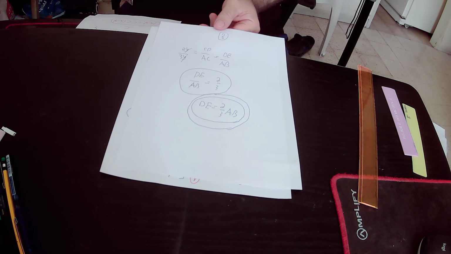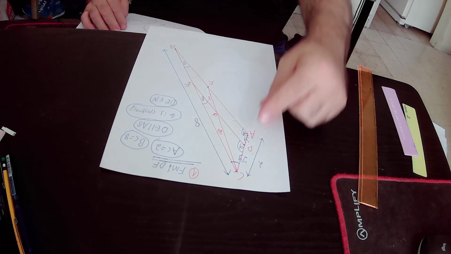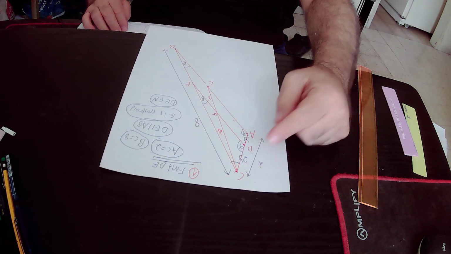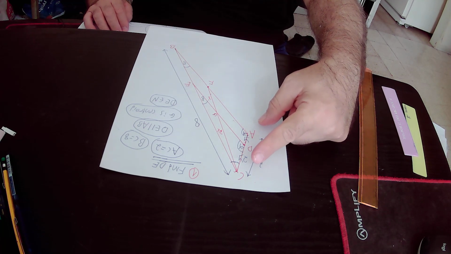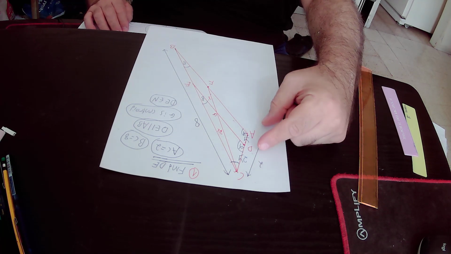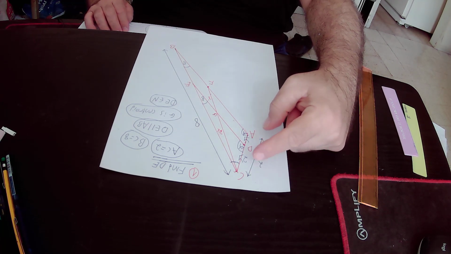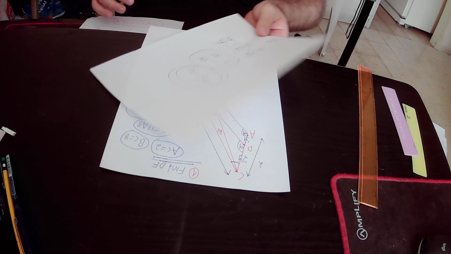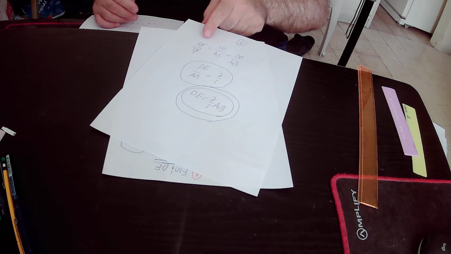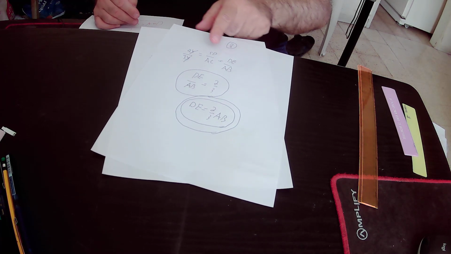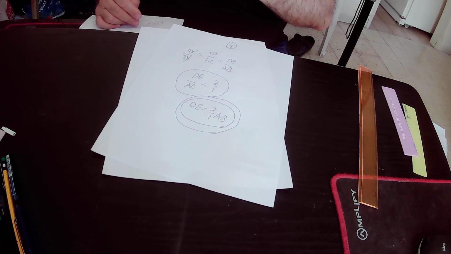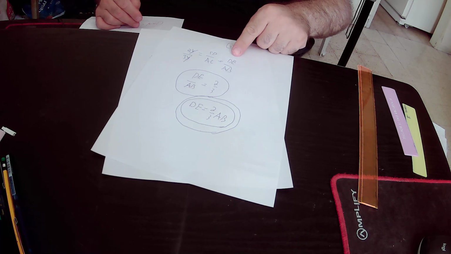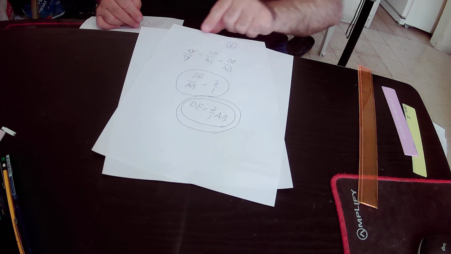But what is the value of CD? The value of CD is 2y. And what is the value of AC? The value of AC is CD plus AD. CD plus AD is 2y plus y, that is to say 3y. So CD equals 2y and AC equals 3y, and all this is equal to DE over AB.